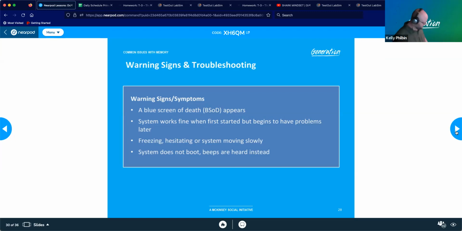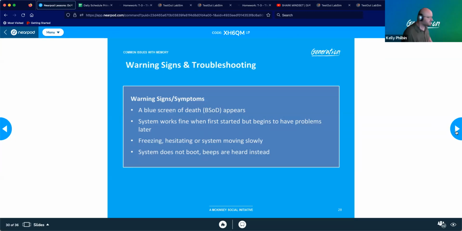System perks. I swear I caffeinated over lunch. The system works fine when first started, but starts to slow down over time. As you open things up, it starts running slower and slower and slower. This is a sign that you might not have installed it properly, or that you don't have enough RAM, so if you have not installed new RAM, you probably need some more.